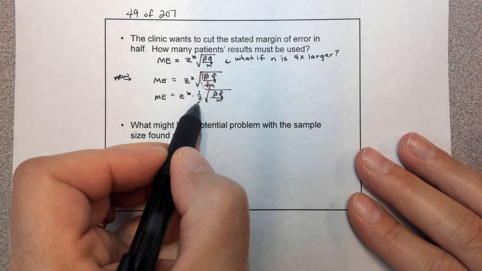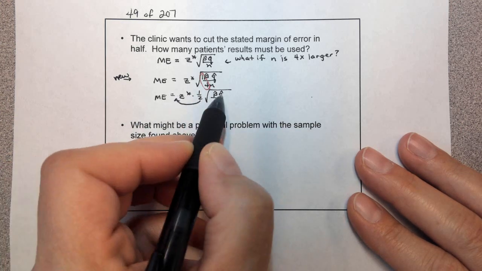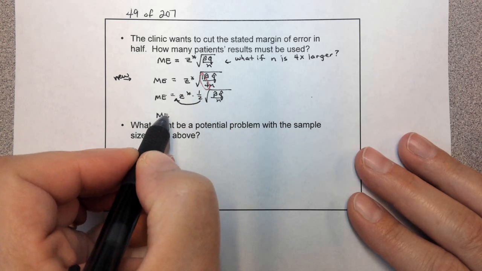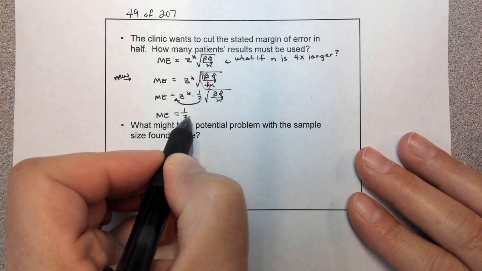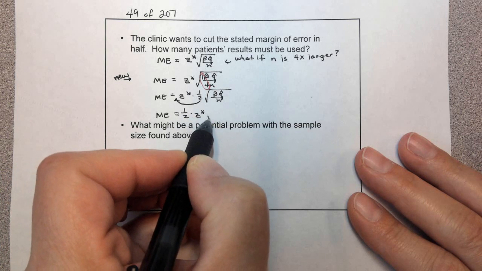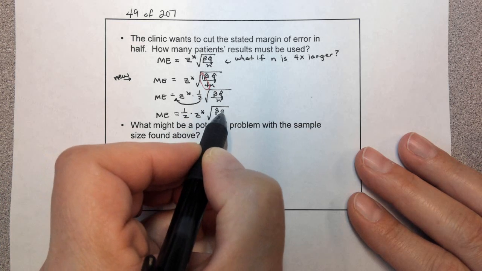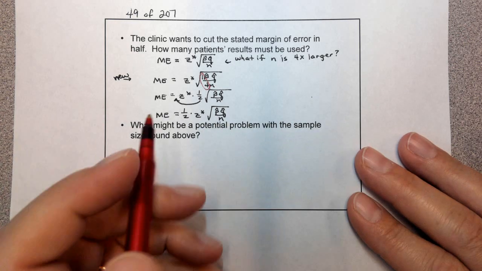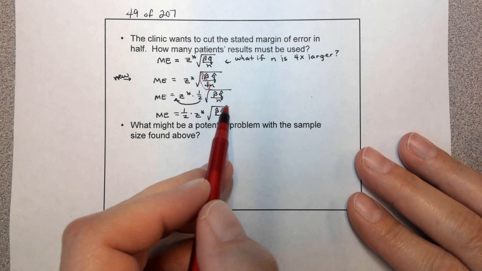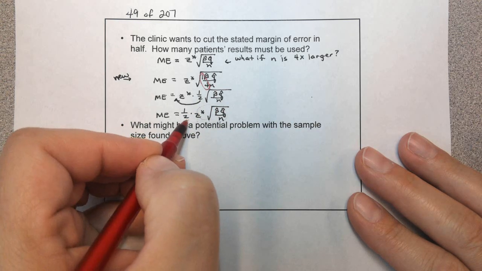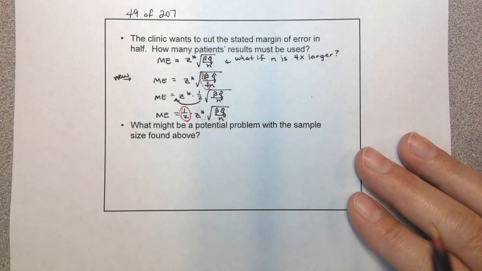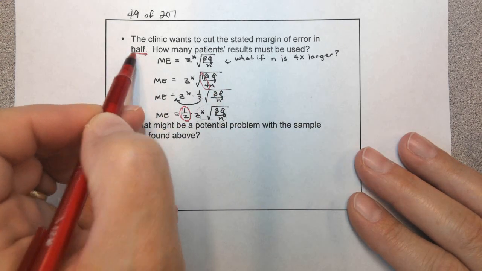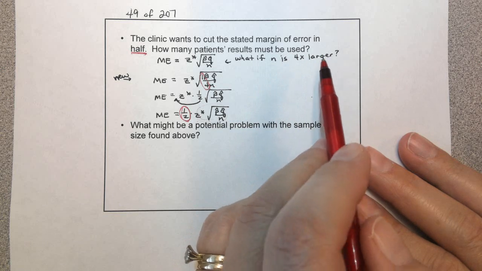And then that half could actually be pulled to the front of that entire set of factors. It just looks prettier that way. So the margin of error is 1/2 times z star times the square root of p hat q hat over n. And the z star times the square root of p hat q hat over n under the radical is what we started with, so really all we've done is multiply that by 1/2. So we've cut the margin of error in half, and we did that by making the sample size 4 times larger.